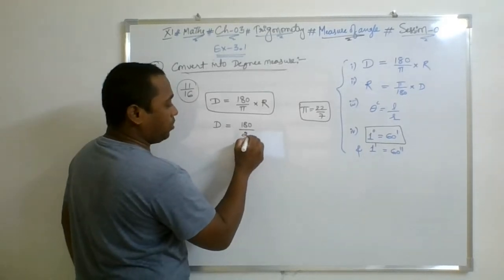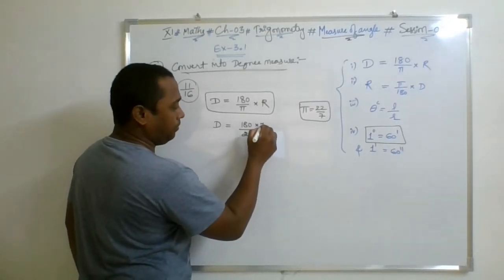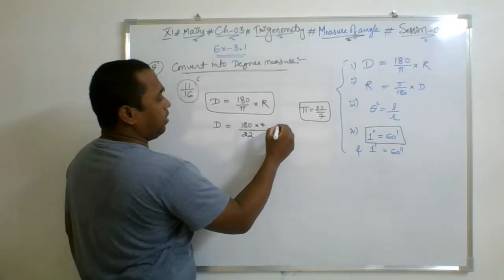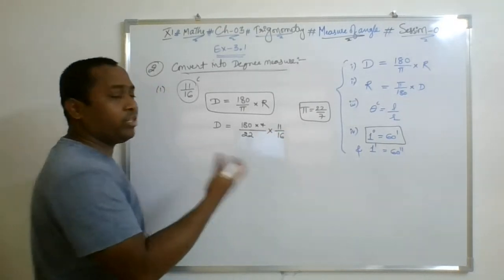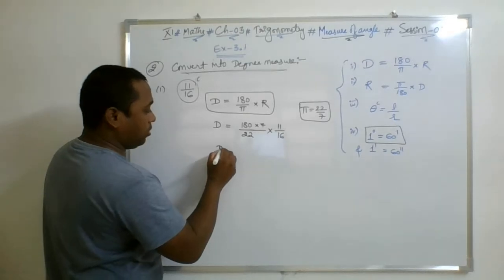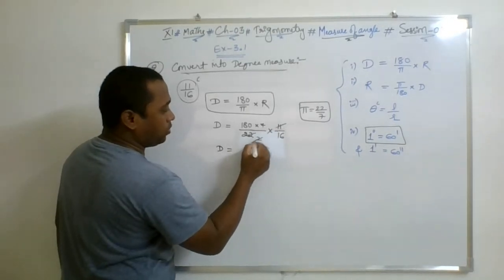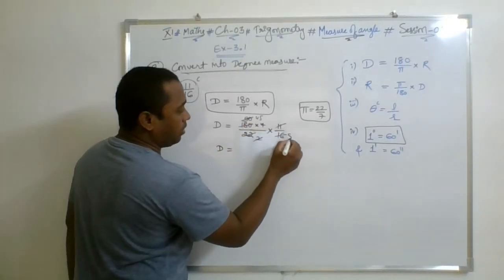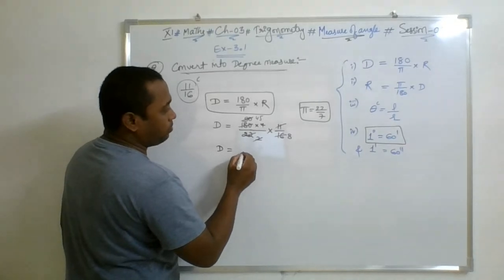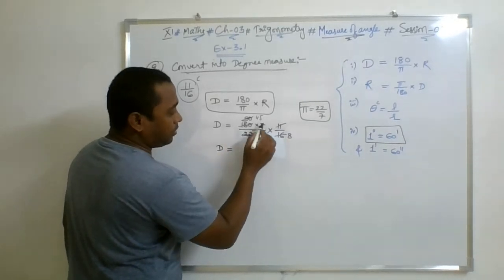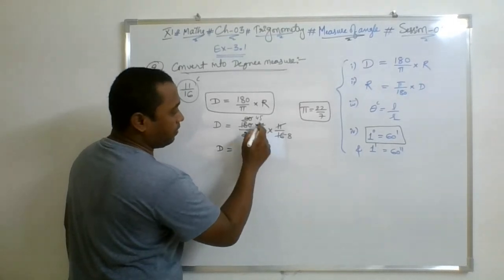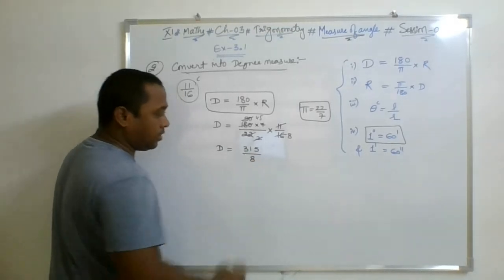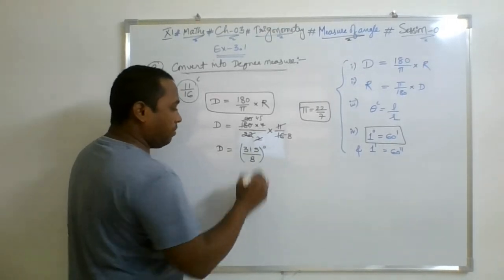So it will become 22 upon 7, which means 7 will go in the numerator, into the radian measure given to us, 11 upon 16. Then you need to simplify further. So degree is equal to 11 ones are 11, twos are 2, ones are 2, 9 threes are 45, and 8, is anything possible? No. So 45, 7 5s are 35, 7 4s are 28 plus 3 is 31, 315 by 8. So this is what we call a degree measure.